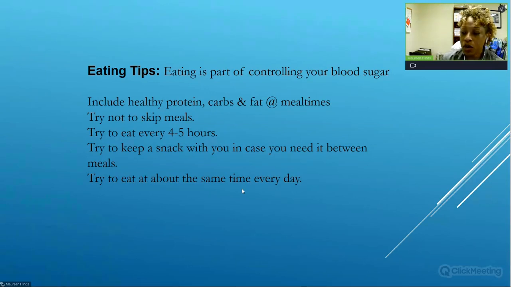Try to keep a snack with you in case you do need it in between meals, especially if you're on glucose lowering medication like insulin or glipizide or glyburide. And you do want to try to eat around the same time every day just to help out.